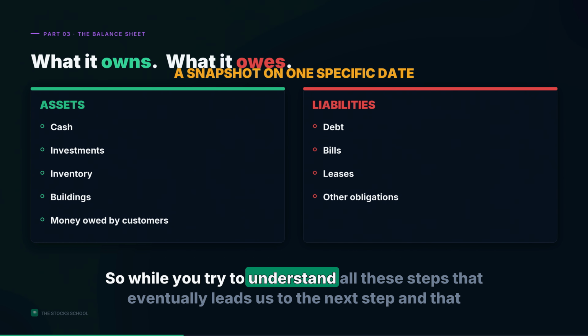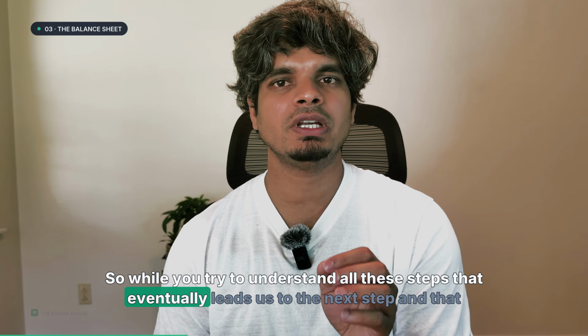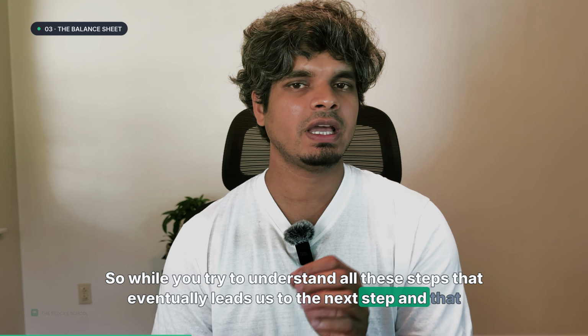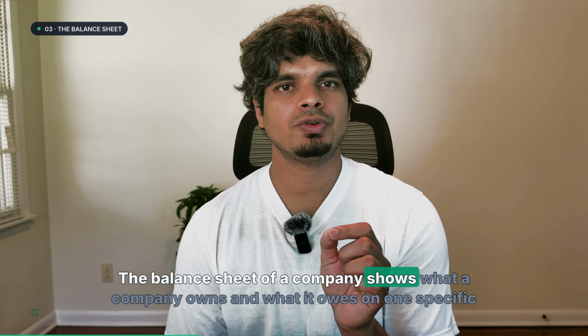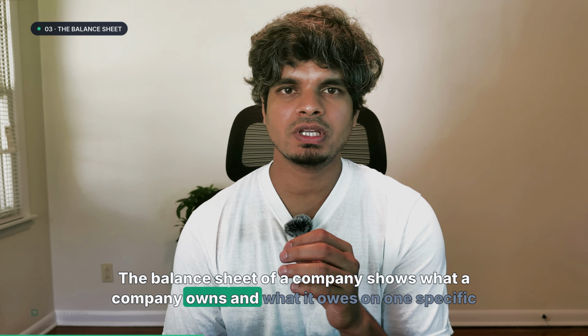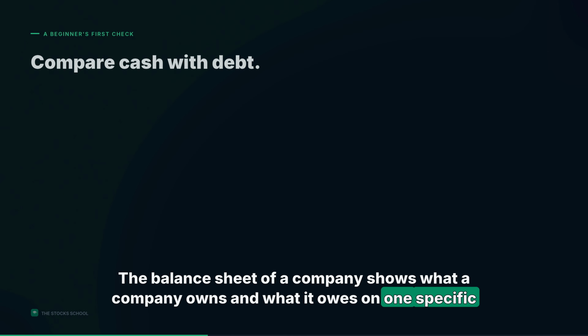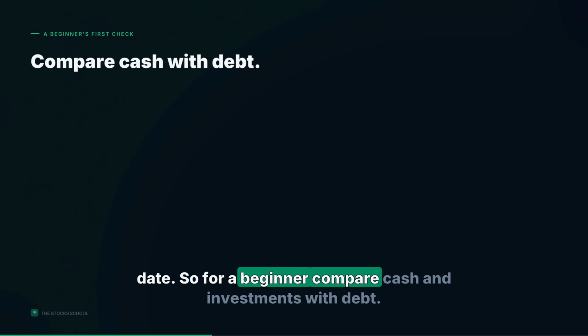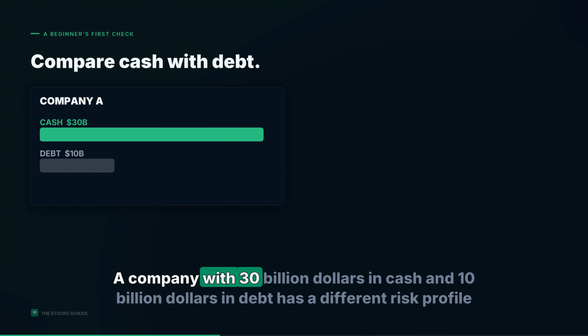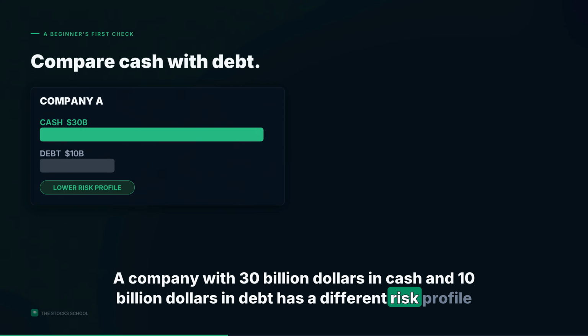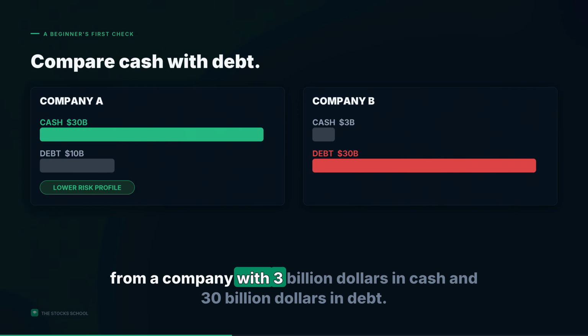So while you try to understand all these steps, that eventually leads us to the next step, and that is the balance sheet. The balance sheet of a company shows what a company owns and what it owes on one specific date. So for a beginner, compare cash and investments with debt. A company with $30 billion in cash and $10 billion in debt has a different risk profile from a company with $3 billion in cash and $30 billion in debt.